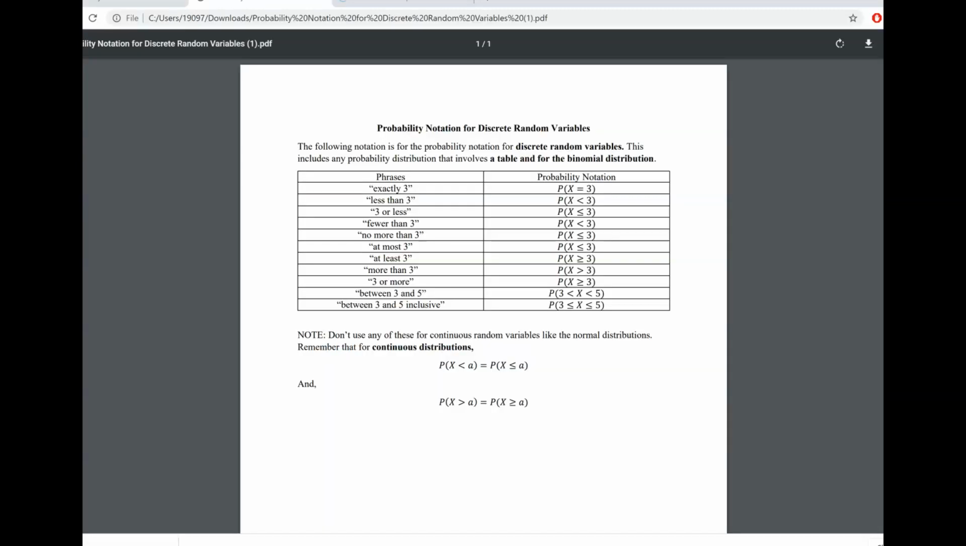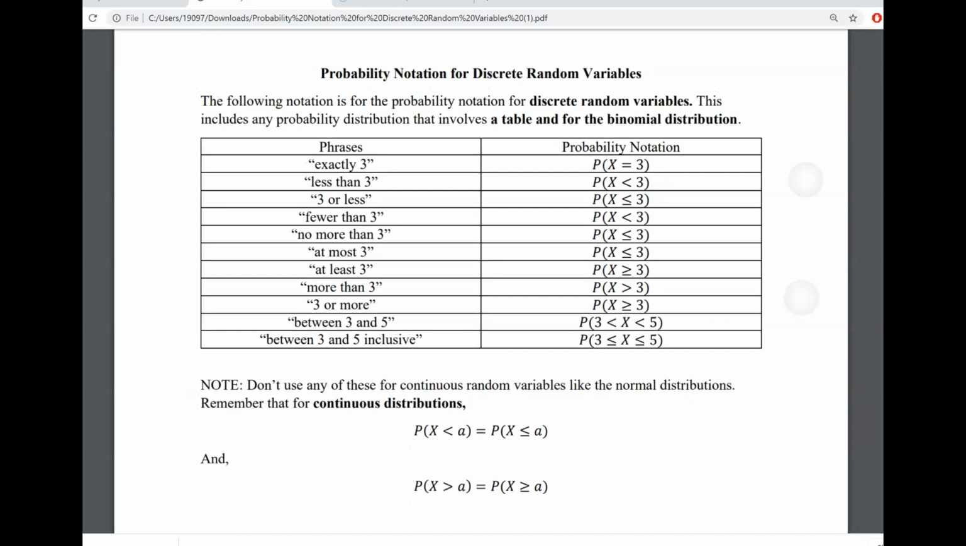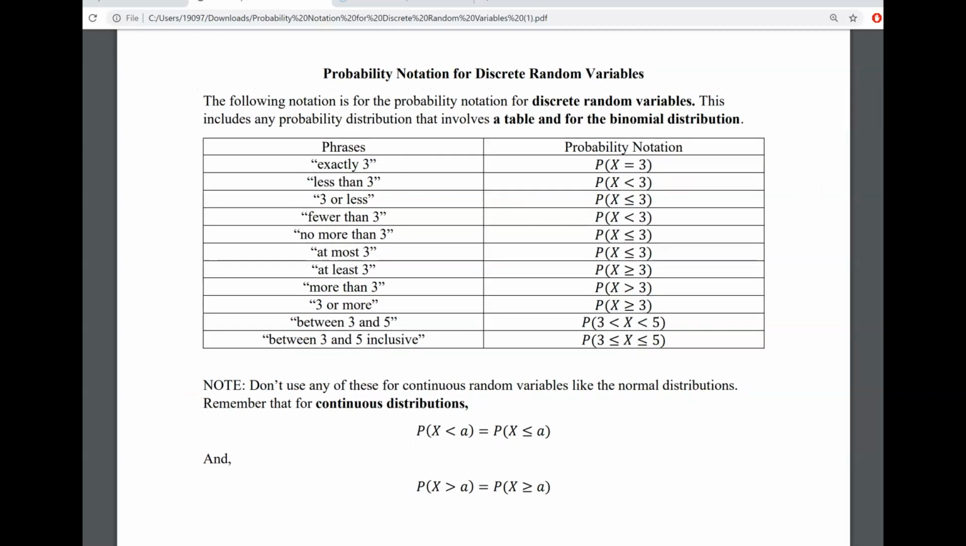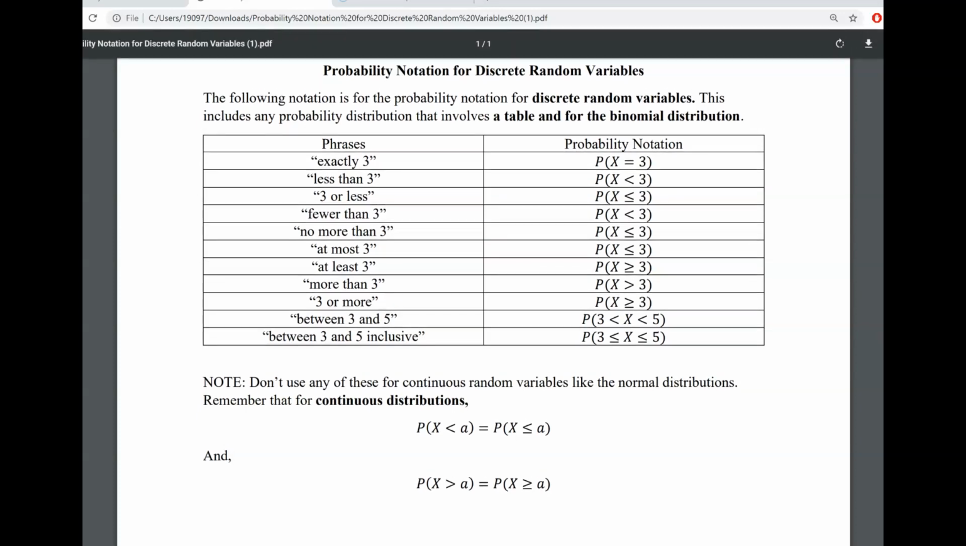You'll see something that looks like this. Basically, these are keywords to help you figure out what the probability would be. For example, what does exactly 3 mean? That's just the probability of x equaling 3. What does less than 3 mean? That's the probability of x being less than 3, without 3 being included. I gave all these phrases and keywords to give you an idea of what the probability should look like. We will do a couple of those in a little bit.